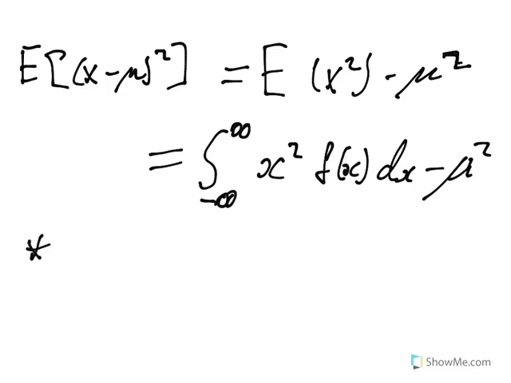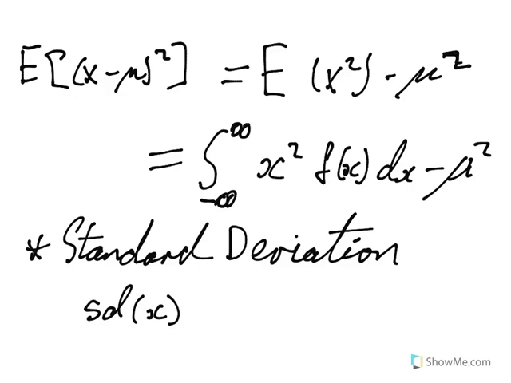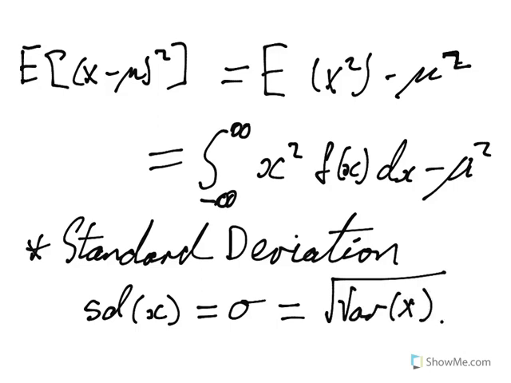Alright, so just also a reminder, standard deviation is another measure of spread, and the standard deviation SD(X) is equal to lowercase sigma, which of course is the square root of the variance of x. Alright, so let's have a look at an example or two. So first of all, an example of calculating variance.